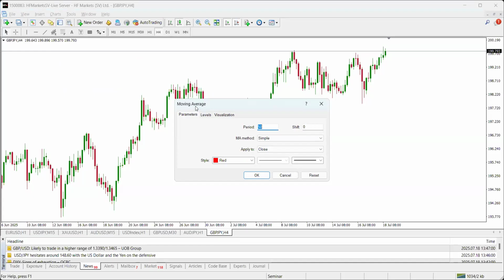It depends on how you're paying attention to it, right? If you look at the method, you have the simple moving average, the exponential moving average, the smooth moving average, and of course the linear weighted moving average. I think the most common ones are the simple and exponential. Just to give you a little bit of clarity on that particular area.